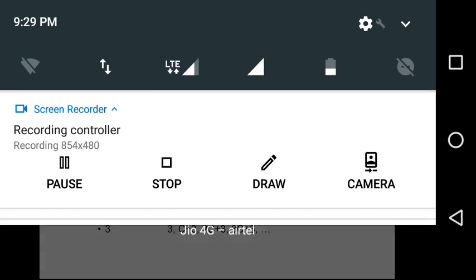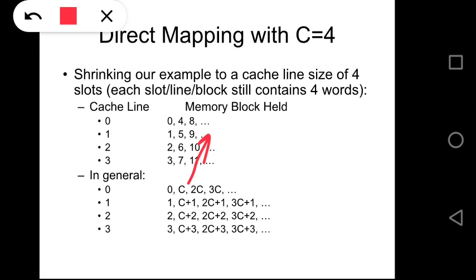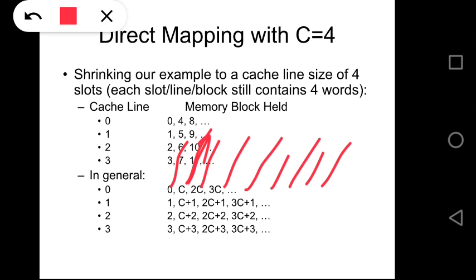So in general, if C is the number of blocks in the cache, 0, C, 2C, 3C, 4C, multiples of C lead to the first block. Next, 1, C plus 1, 2C plus 1. If we add 1 to the above series, it leads to the second block. Next one, C plus 2, 2C plus 2, that leads to the third block. C plus 3 leads to the fourth block.